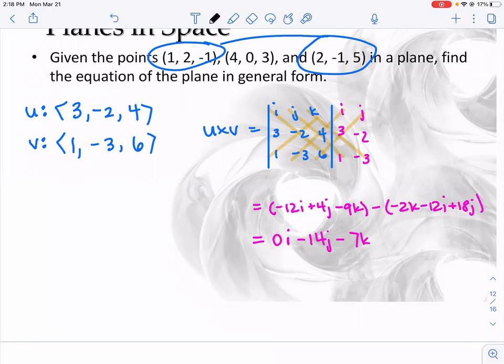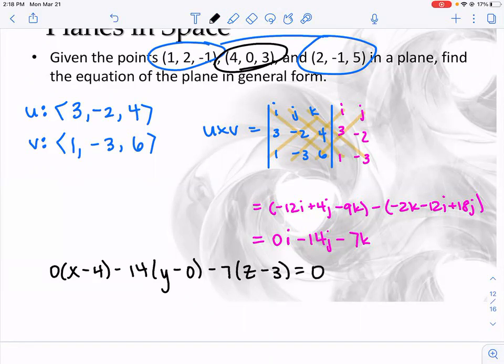4, 0, 3. We're gonna pick this one. All right. So we have 0 times x minus 4 plus 0 times, nope, plus -14 times y minus 0 plus -7 times z minus 3 equals 0.